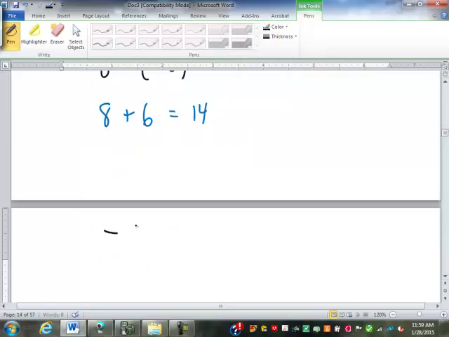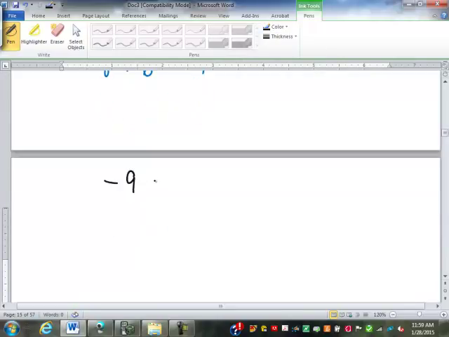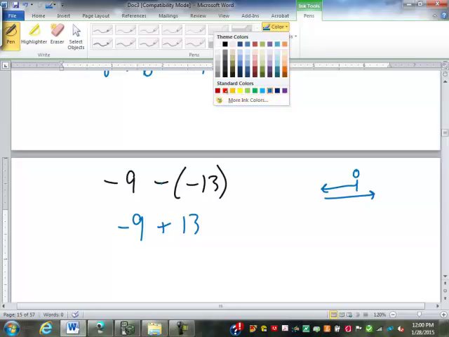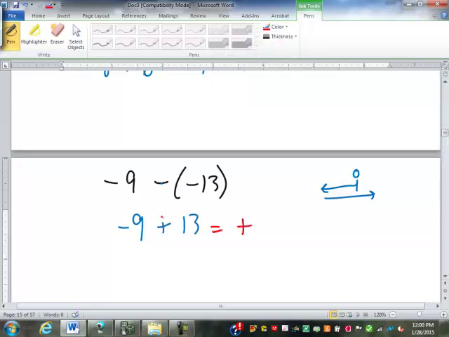We can have negative 9 minus negative 13. Negative 9 doesn't change, but again, we're subtracting negative 13, meaning we're going to add the opposite. So plus the opposite of negative 13 is positive 13. So now it's addition. We got negative 9. Positive 13 is the other direction and a little bit longer. So the answer is positive, and it's the difference between 9 and 13, which is 4. Any questions?